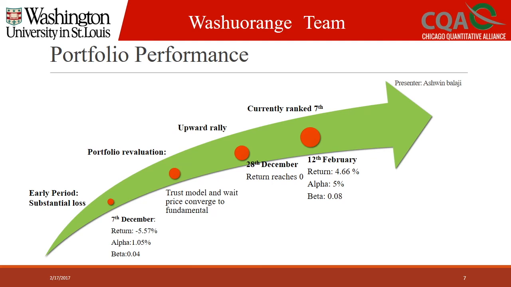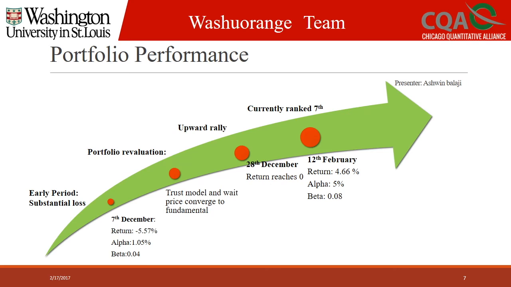Thank you, Lee. Let us now look at our portfolio performance. During the first few weeks, our returns were quite different from our expectations. In fact, we were having negative returns until the first half of December. To point out, on December 7th, we had a negative return of around 6% with an alpha of just 1.05%. This is when we got together to discuss rebalancing our portfolio.